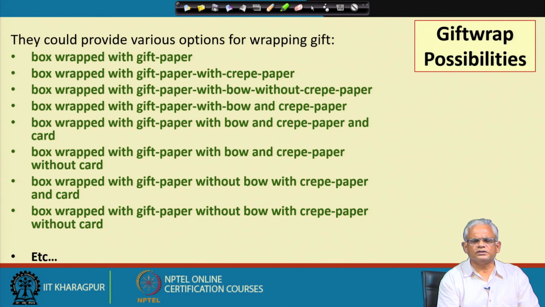So, the different gift wrap options that we look at: maybe the gift box is wrapped with only the gift paper, maybe it is wrapped with the gift paper and crepe paper, maybe it is wrapped with gift paper with bow, but without crepe paper. Maybe it is wrapped with gift paper with bow and then the crepe paper. Maybe it is without card, maybe it is with card, and so on.